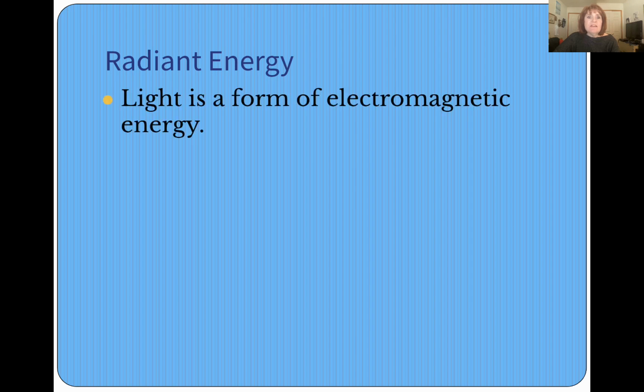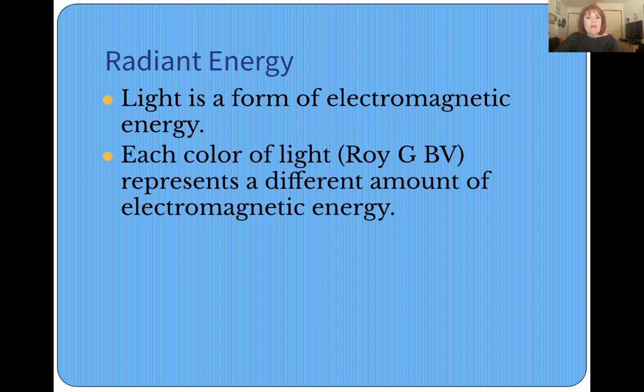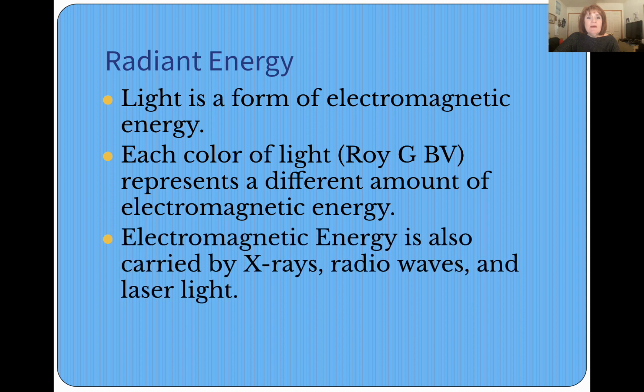Radiant energy is any form of light. It is part of the electromagnetic spectrum. Every color of the rainbow, Roy G. Biv, has its own frequency of light, and each color represents a different amount of electromagnetic energy. Electromagnetic energy is also carried by X-rays, radio waves, and lasers. But anything that has or makes light is radiant energy.